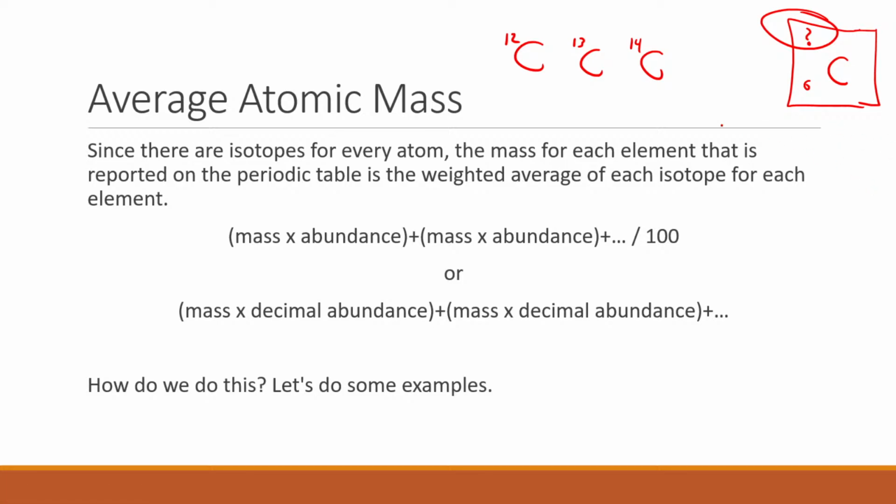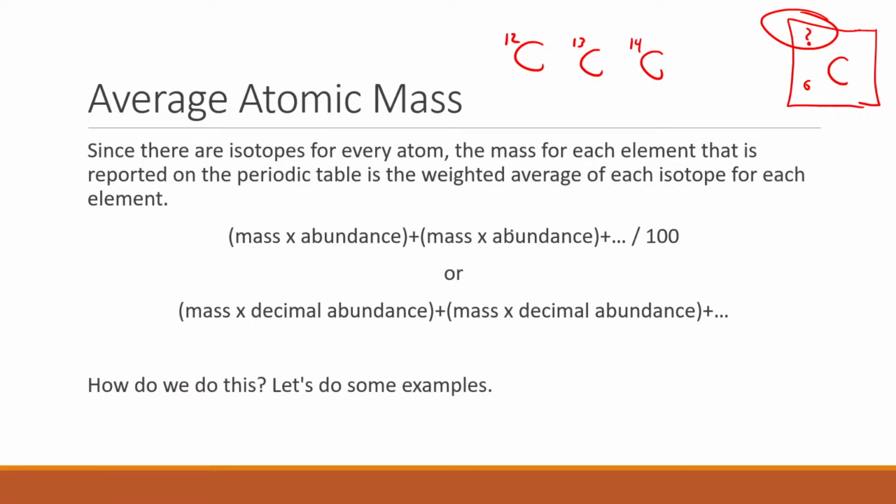But we're not just going to add these 3 things up and divide by 3. We're not just taking an average of the options. We're taking a weighted average. So we want to look at how common each of these things is. All right, we want to take a look. Which one of these is the most abundant? Which one of these is the least abundant?